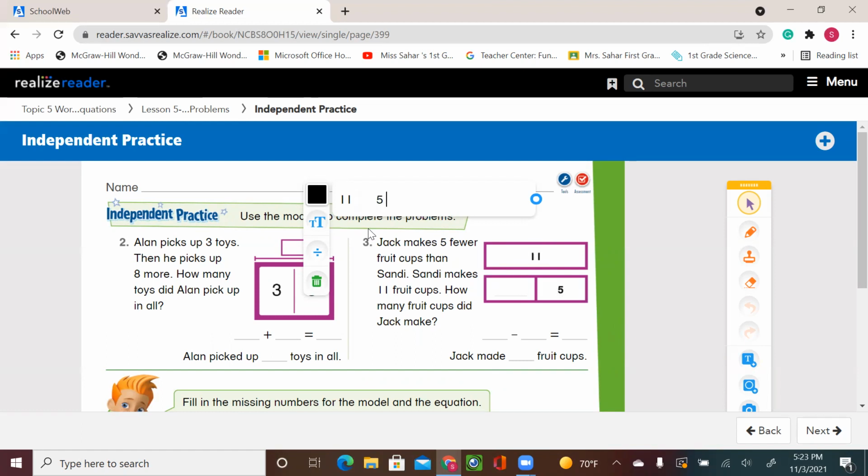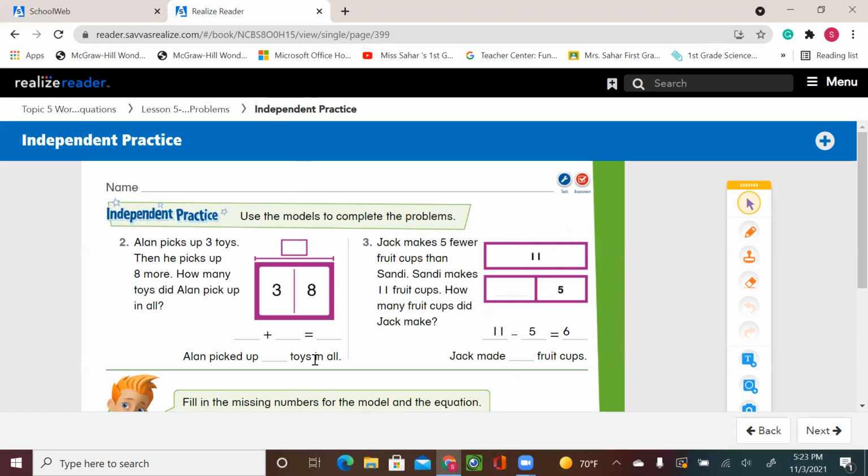11 take away 5 equals 6. So now I know the whole is 11, one part is 5, and the missing part is 6.